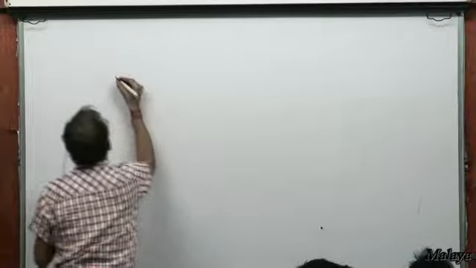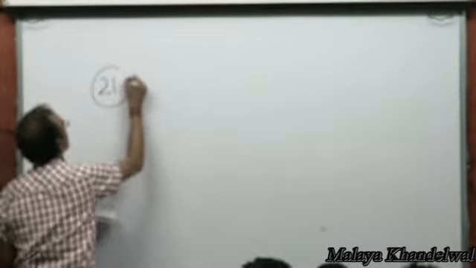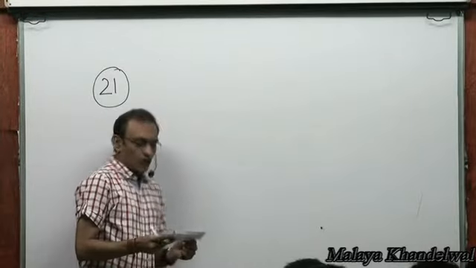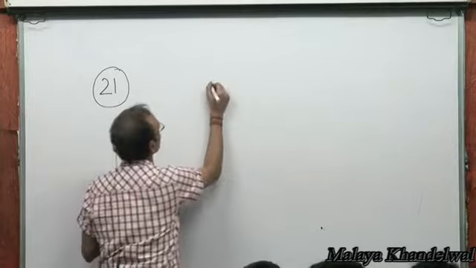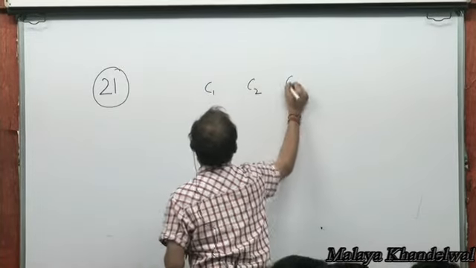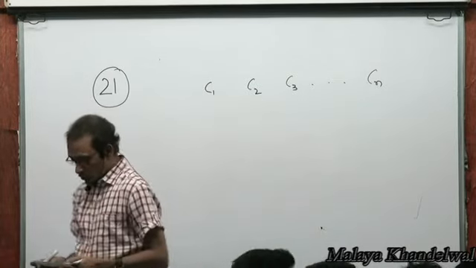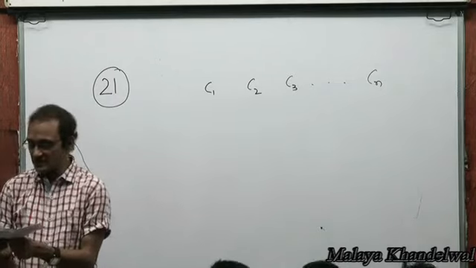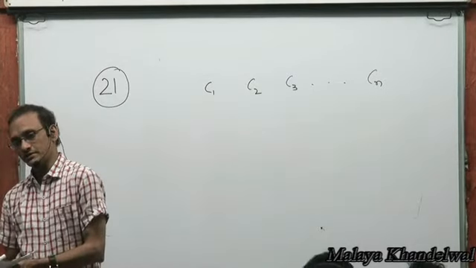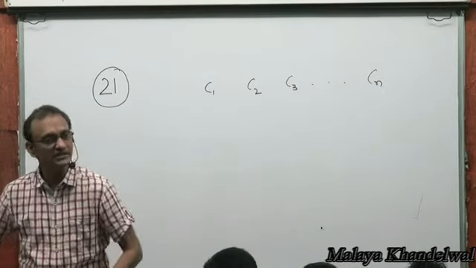Number 21. A coin is tossed n times. There is a coin C2, C3. It's tossed n times. What is the probability that a head appears an odd number of times when it's tossed n times?